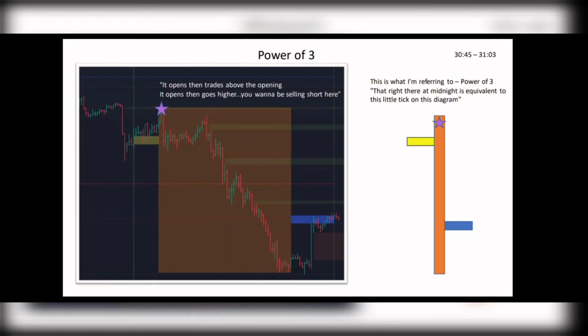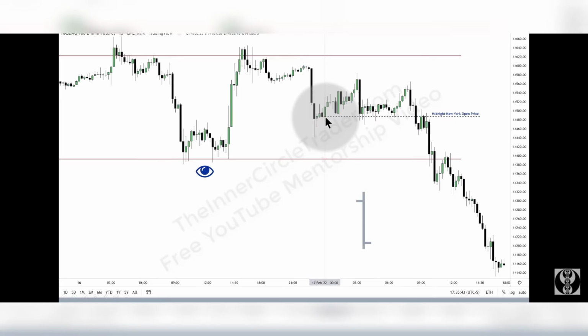From 30.45 to 31.03, we are explaining what we're looking at when we're anticipating the power of 3. What we're referring to is that yellow tick right here is the opening, and then up into that star is the rally up, and then that whole orange box is when we have the sell-off. That right there is equivalent to this little tick on this diagram here. It opens, it trades above the opening, just like that candle does on the daily chart. It opens and goes higher. You want to be selling short here.